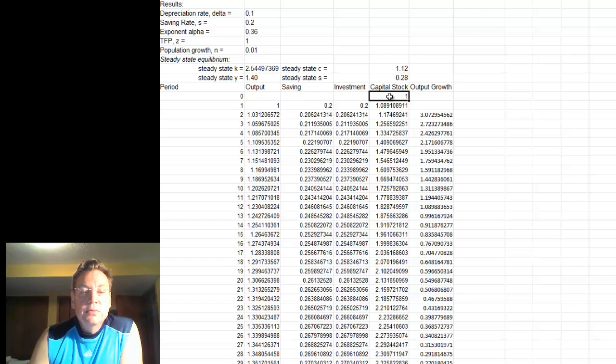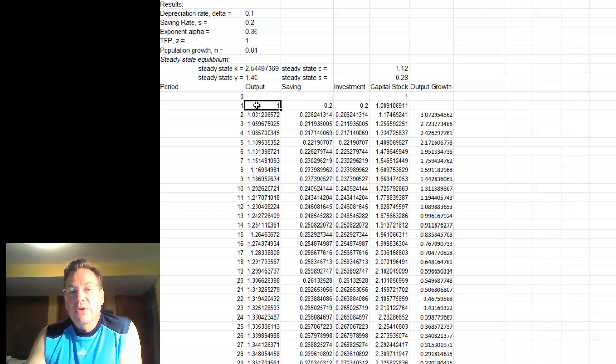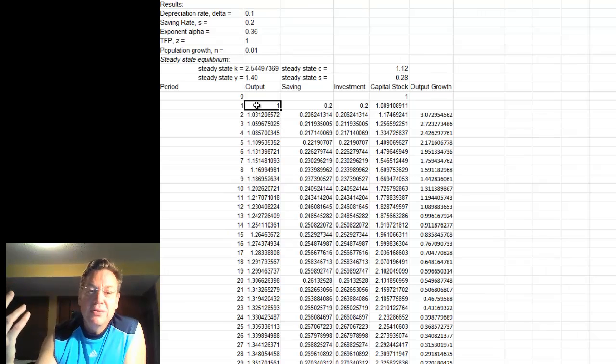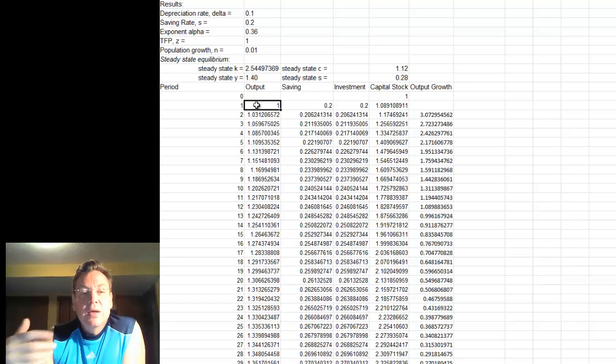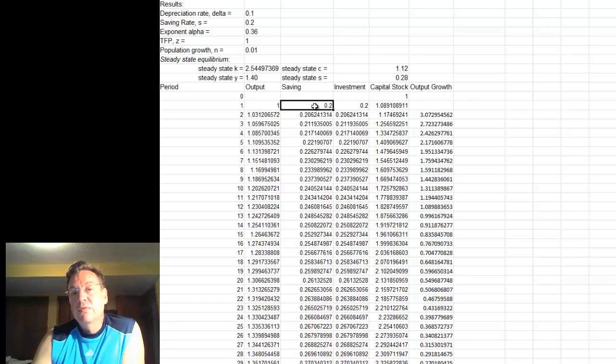And then what do we do? Well, we just use the model. So output is just Y_t equals Z_t, and we're setting Z to a constant of 1, times K_t. K_t is 1, and that gets raised to the alpha. So that gives you output. And of course, it's just going to be equal to 1, because you're raising 1 to the alpha and multiplying that by 1. The savings rate is 20%, so that means that savings is 0.2. Investment equals savings, so investment equals 0.2.